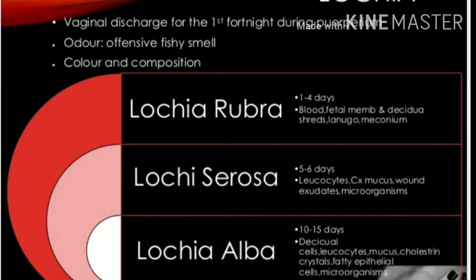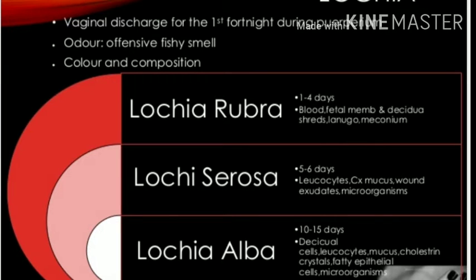Color and composition. Depending upon the variation of the color of the discharge, it is named as lochia rubra, lochia serosa and lochia alba. Lochia rubra is red in color. This exists from the first till the 4th day. It consists of blood, shreds of fetal membranes and decidua, vernix caseosa, lanugo and meconium.